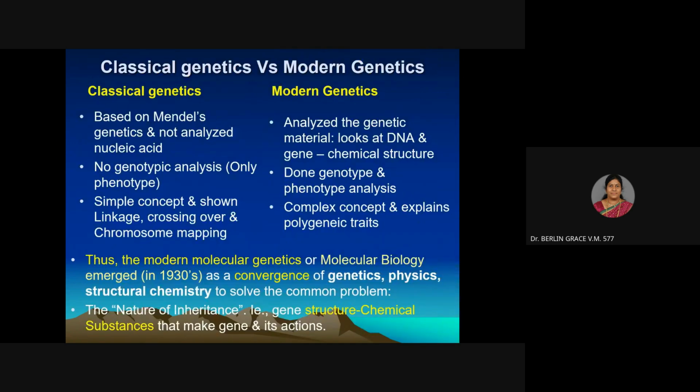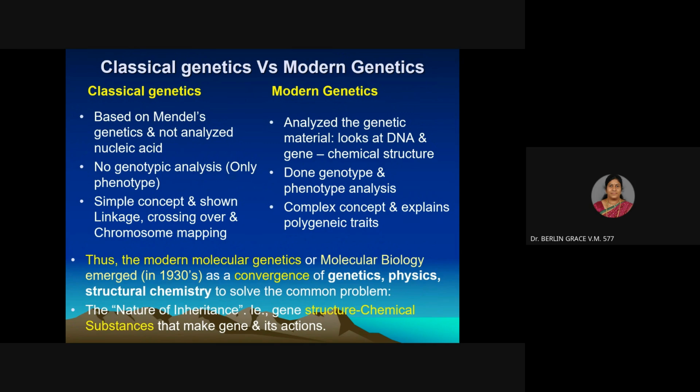We shall compare the classical genetics and modern genetics. Classical genetics as well as Mendelian genetics dealt with only the phenotypic expression; no genotypic analysis was done. Whereas in modern genetics, the gene level study was done, analyzing the genetic material, DNA, and the chemical structure of the DNA and their expressions. This modern molecular genetics is otherwise called molecular biology, which emerged in the 19th century, whereas the Mendelian and classical genetics were in the 18th century.